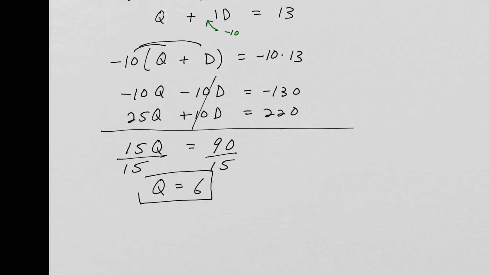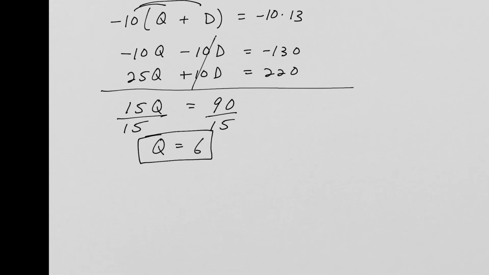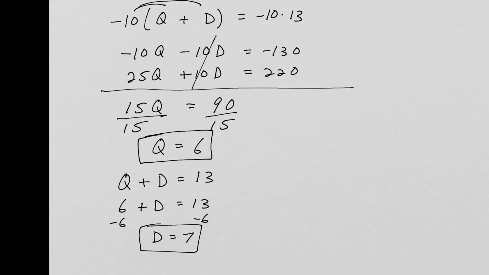Remember, Q represents the number of quarters, so there are 6 quarters. How do I go back and find the number of dimes? Well, I plug Q equals 6 back into one of the original equations. The easiest one to use is probably Q plus D equals 13. I now know Q is 6, so I can plug that in and solve for D. I just subtract 6 from both sides, and I get D is equal to 7. So the answer is I have 6 quarters and 7 dimes.